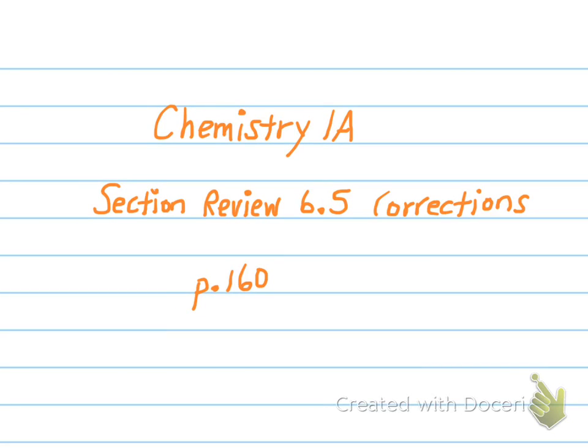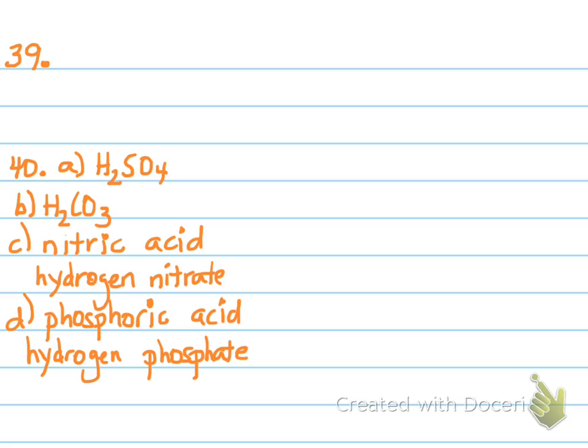Here are your corrections for section review 6.5 on page 160 in your textbook. Question 39, how are the formulas written for binary molecular compounds given their names? How is the reverse done? So if I'm given the name of a molecular compound, to write the formula, I am going to write the symbols of the elements in the order that they're given in the name. And the prefixes in the name are going to become subscripts in the formula.